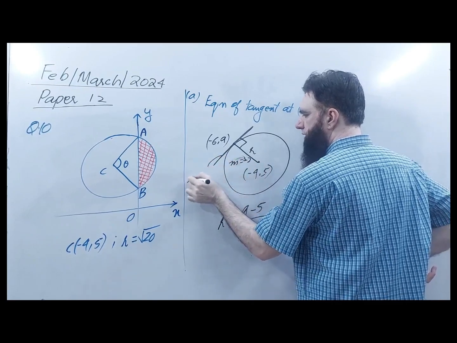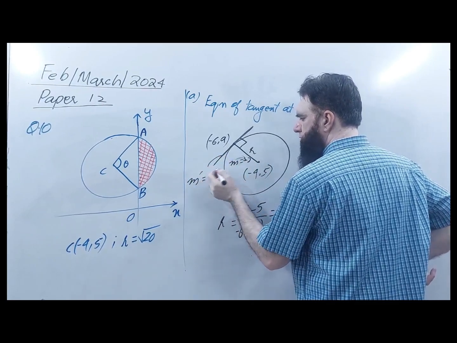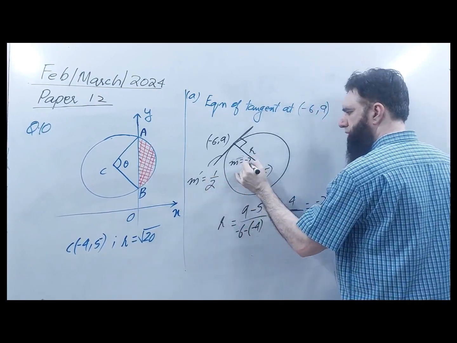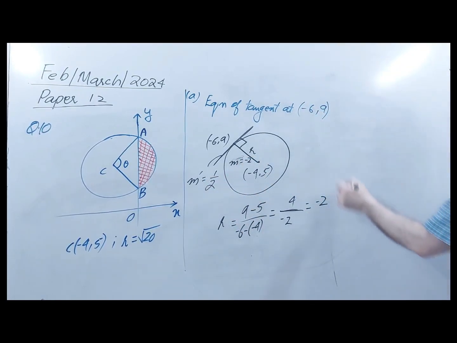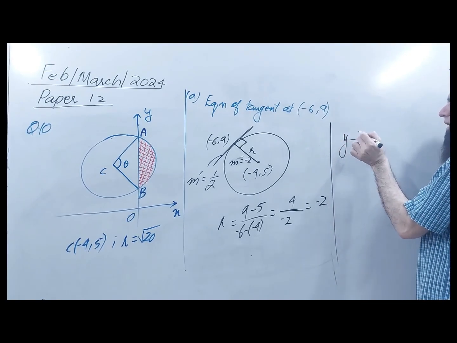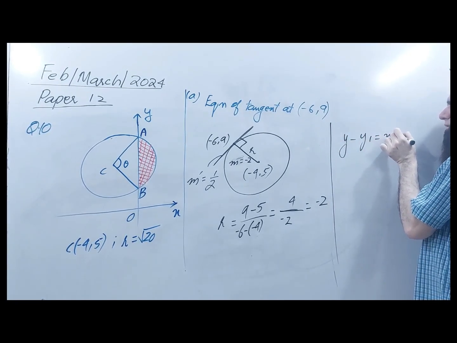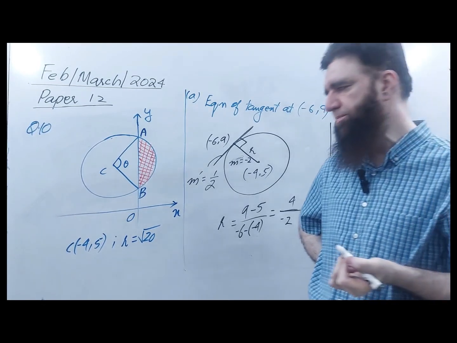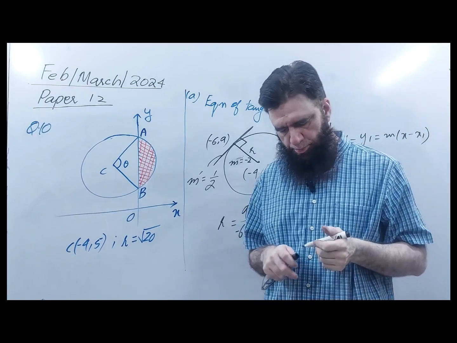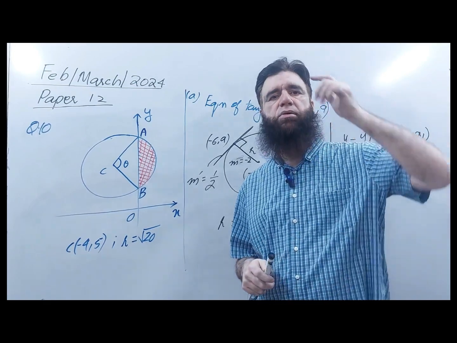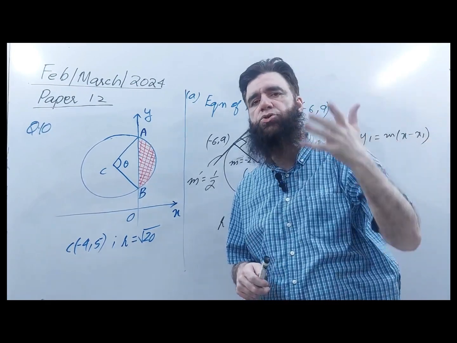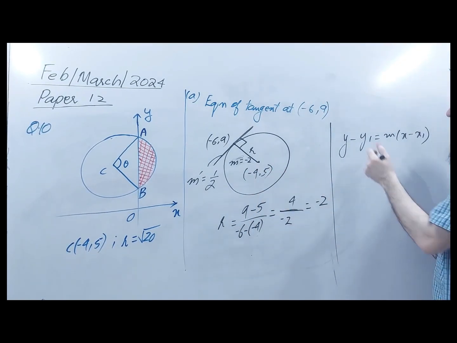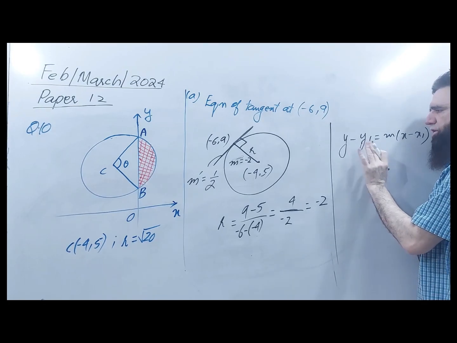Now the gradient of the tangent would be m dash, as kids usually call it. So it would be 1 upon 2. You turn the gradient upside down and change the sign. Now, for the equation, you know it's y minus y1 is equal to m into x minus x1. You can use y equals mx plus c, but in my humble opinion, that is used usually when c is given. But kids also use it for this kind of data. You can use any of the equations.